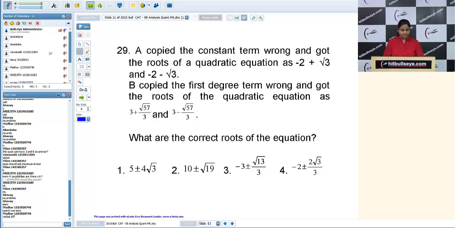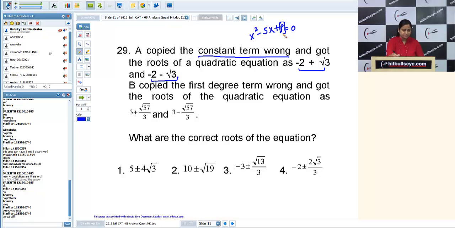Any problem? You need not calculate the roots of this equation. Simply you can see A copied the constant term wrong and got the roots of the quadratic equation as minus 2 plus root 3, minus 2 minus root 3. As we know, whenever we write the equation, it will be x square minus sum of roots into x plus product of roots is equal to 0.